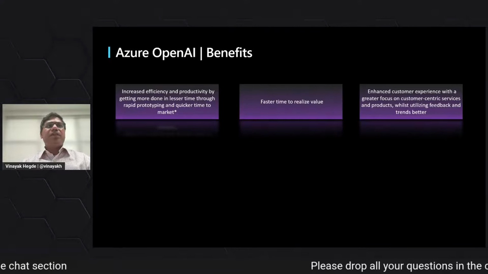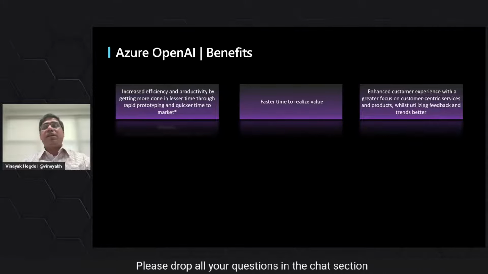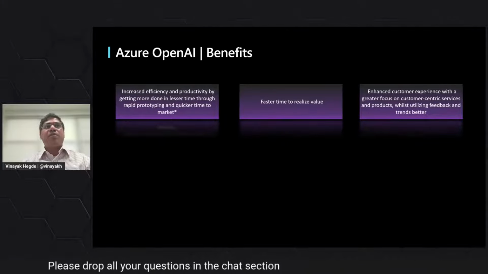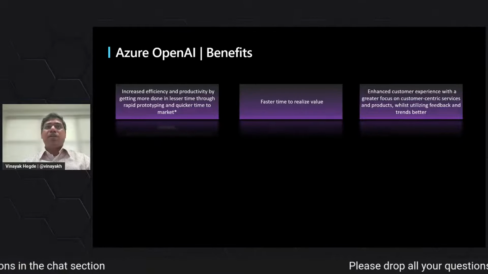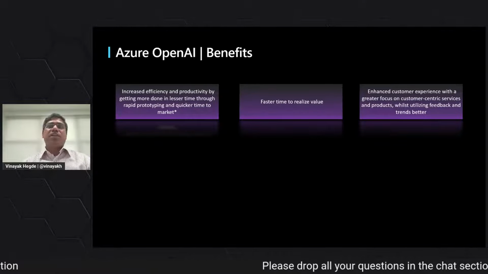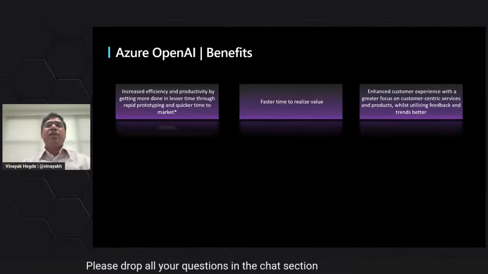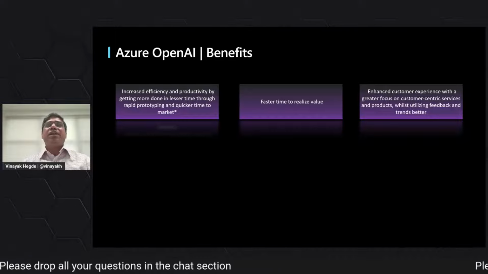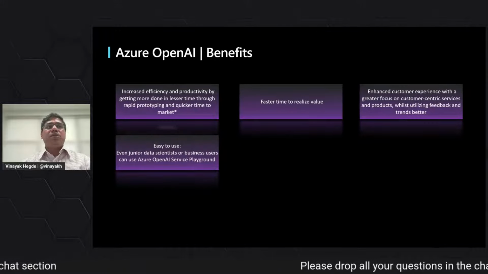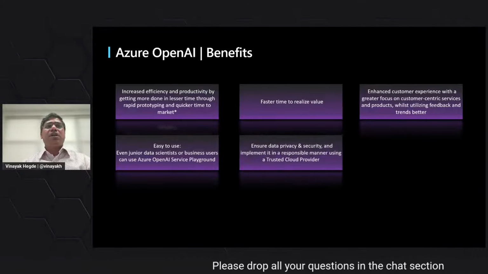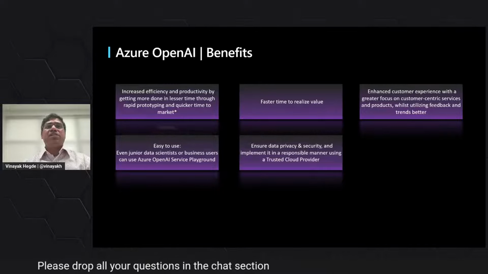So there are multiple benefits: increased efficiency and productivity by getting more done in less time, and also if you're a startup, you can rapidly prototype and reduce the time to market, faster time to realize value, absolutely. Enhance customer experiences with greater focus on customer-centric services. So it augments the human, and actually a human can only keep so much context. So it helps humans do a better job. Easy to use, even junior data scientists or business users can use it, as we have seen in multiple cases.